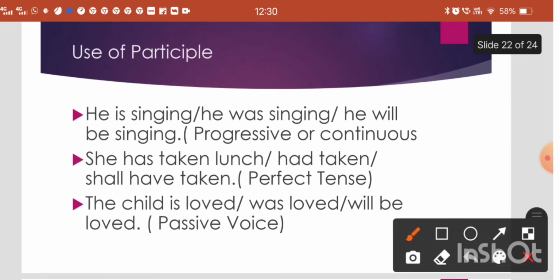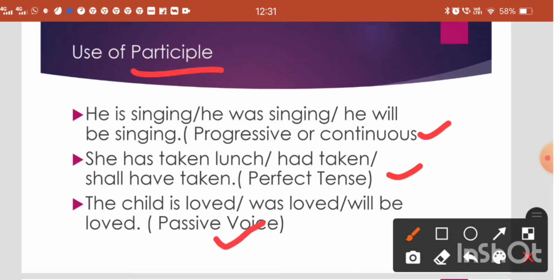Use of participle. He is singing, he was singing, he will be singing. It means present participle is used in progressive or continuous tenses. She has taken lunch, had taken, shall have taken. It is also used in perfect tense. The child is loved, was loved, will be loved. It is used in passive voice also.